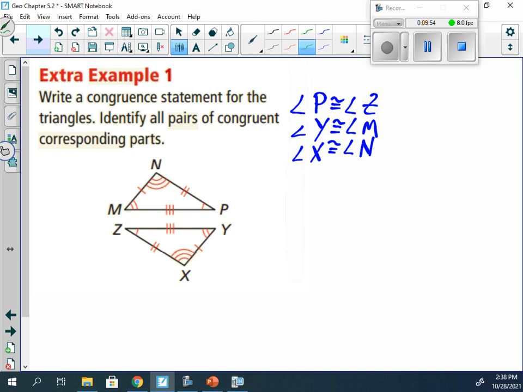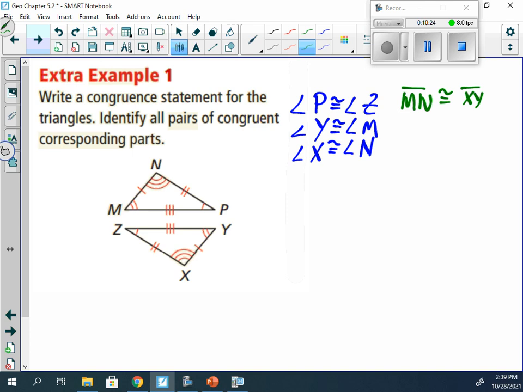Let's look at the line segments. So what would be one line segment in one of them? MN would be congruent to, if it has one mark, XY. Because we could use MN or NM. We could do it either way, XY or YX. Either order, but we still need the line above it.